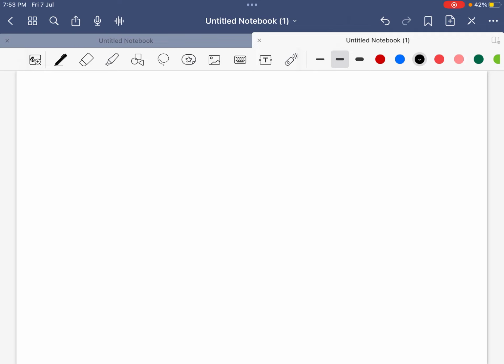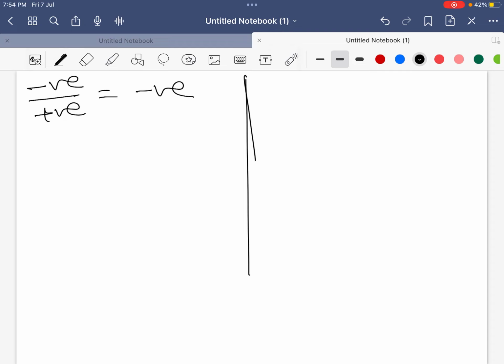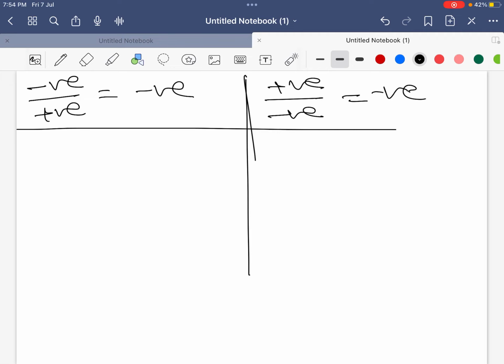Means take for example, there are two parts. Suppose the first condition is like that: negative divided by positive term, so in this case we know your answer is negative. The second situation is like that: if a positive number is divided by a negative number, then also your answer is a negative number. Clear? Now let's talk about a few examples.